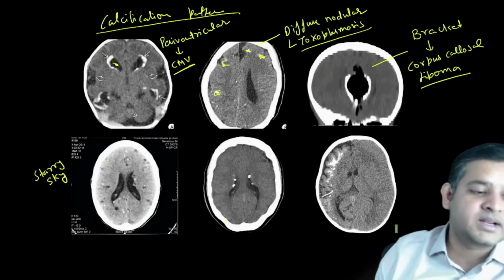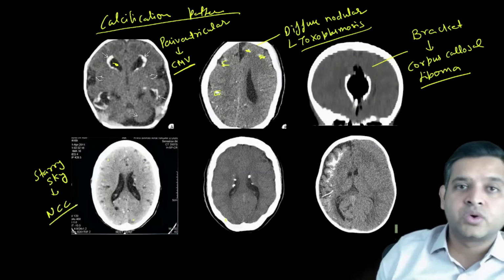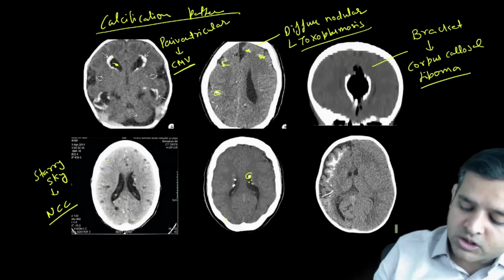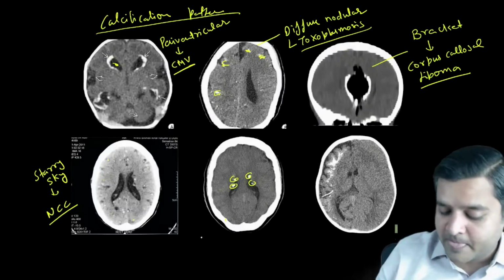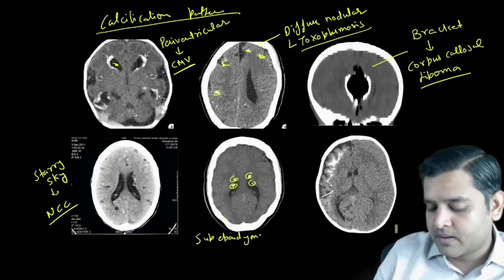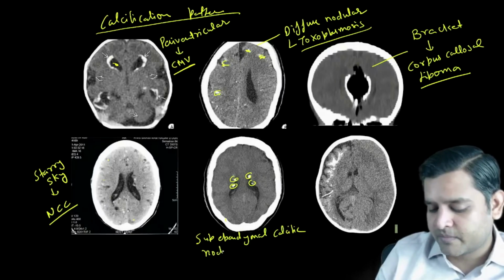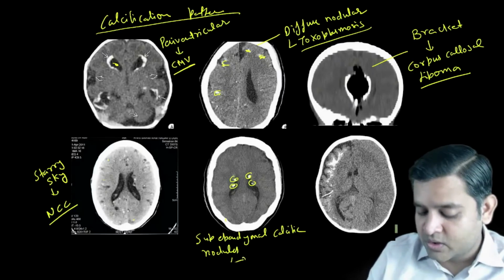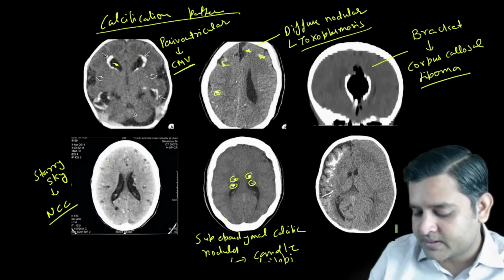Starry sky pattern. What's a starry sky pattern? Starry sky pattern is seen in neurocysticercosis. Okay. If you see small calcification along the ependymal lining, this is called subependymal calcific nodules, which is also called candle dripping appearance.